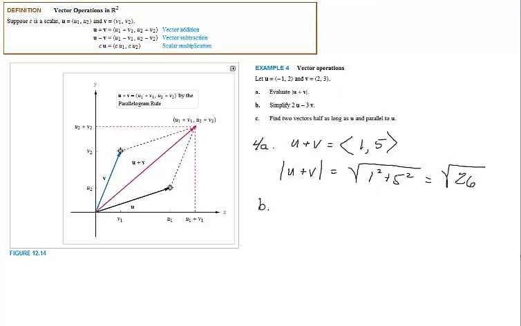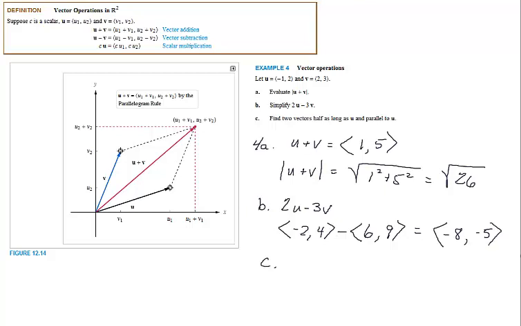The B part, 2 U's minus 3 V's, so 2 of those U's, U minus 3V, 2 of those U's would be -2, 4 minus 3 times V, be 6 and a 9. Just adding each of those components, I get the vector. That would be -2 minus 6 would be -8. 4 minus 9 would be -5.